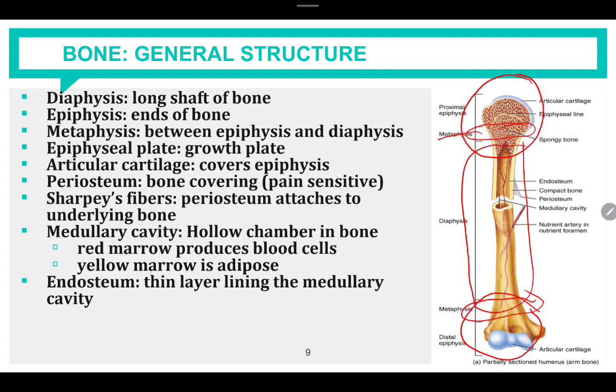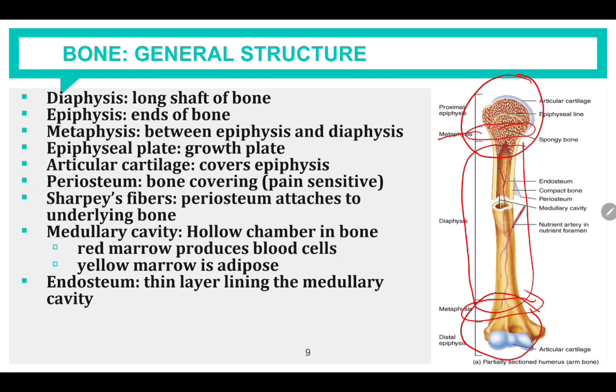We also have the epiphyseal plate. If you remember from our cartilage topic, what is the predominant cartilage in the epiphyseal plate? Hyaline cartilage. These are the growth plates. It is at the epiphyseal plate that our blood vessels infiltrate, especially when a child is still growing. That is the part our blood vessels enter.